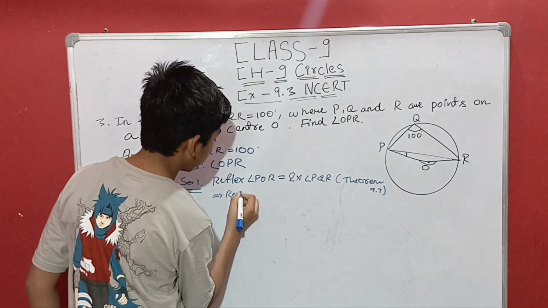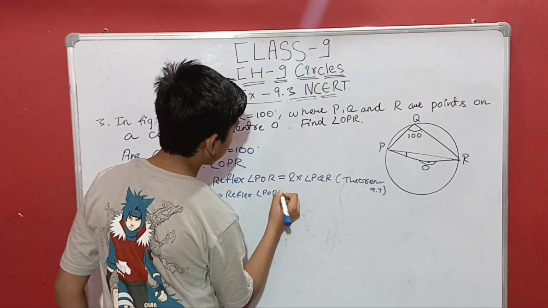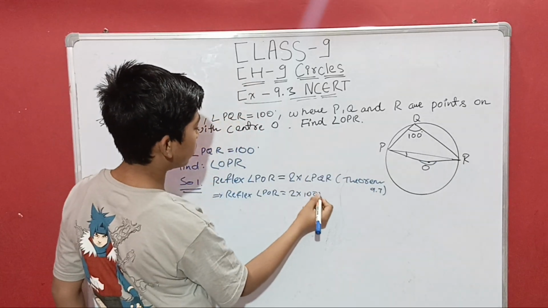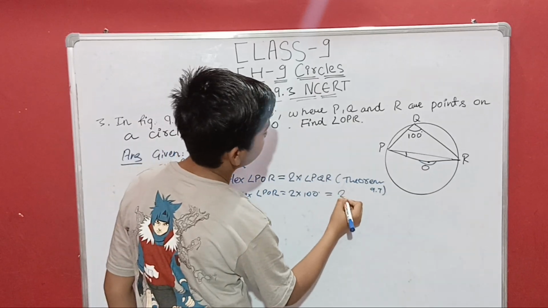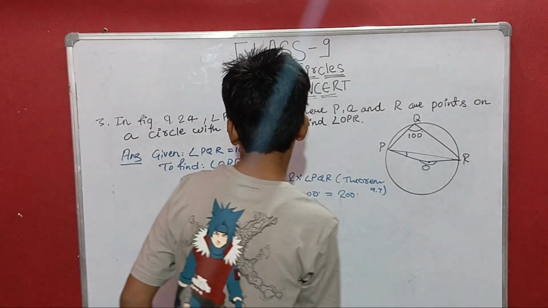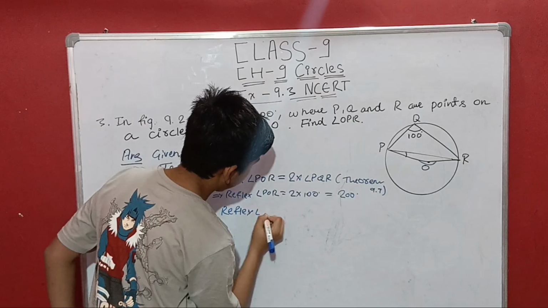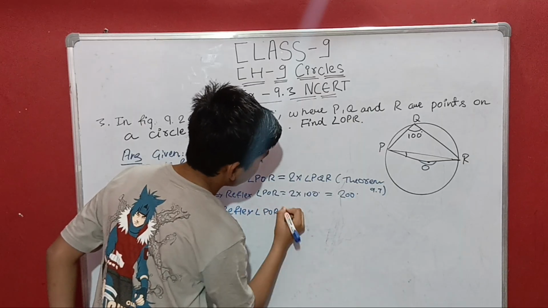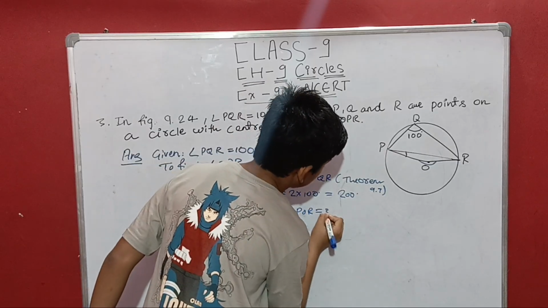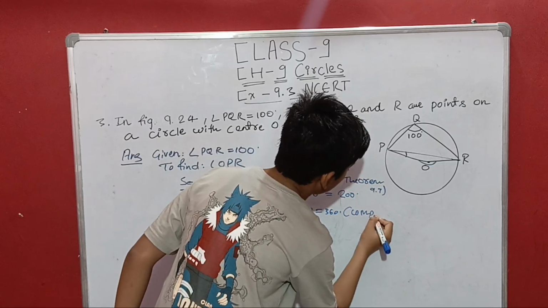So reflex angle POR is equal to 2 times PQR, which is 100 degrees. So this will be 200 degrees. Also this reflex angle POR plus angle POR is equal to 360 degrees. Why? Because these two form a complete angle.